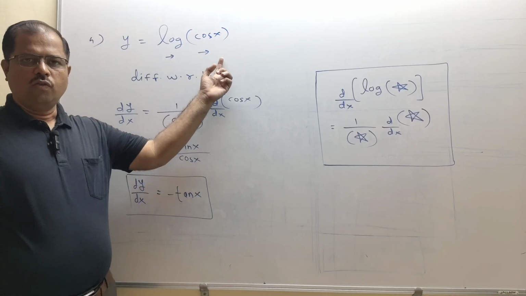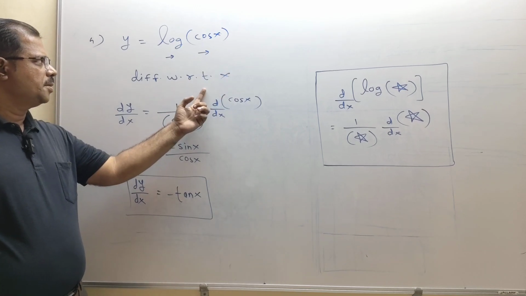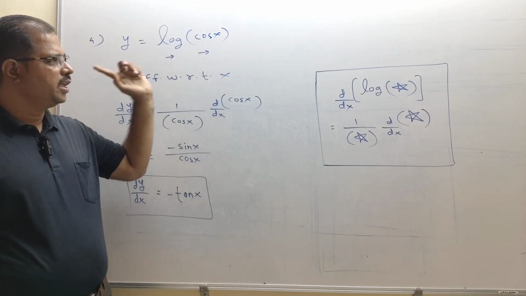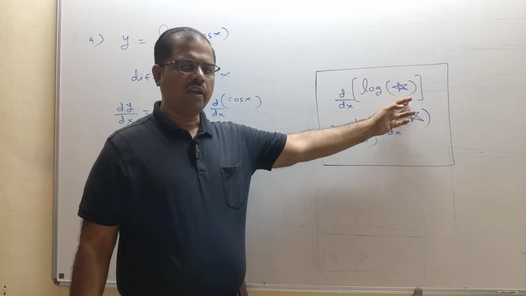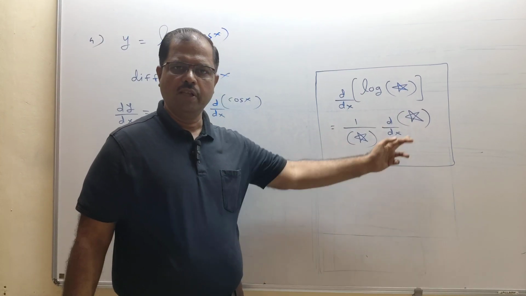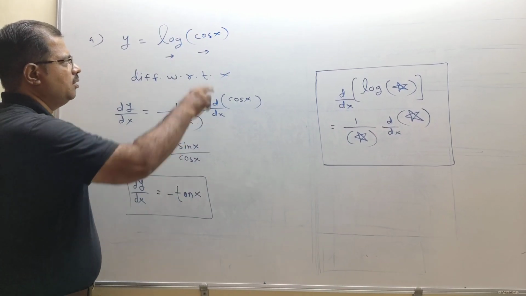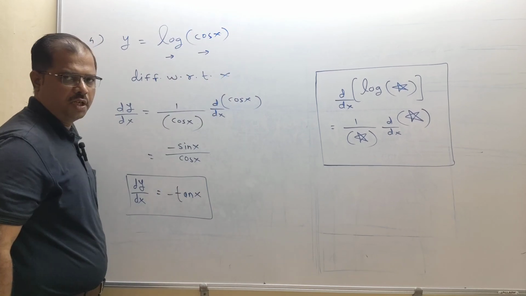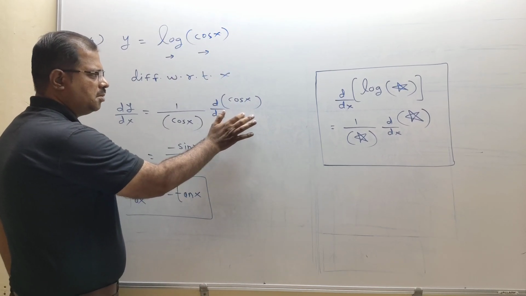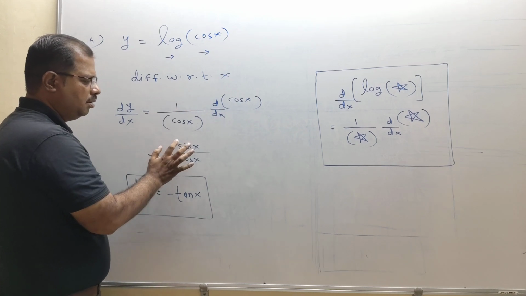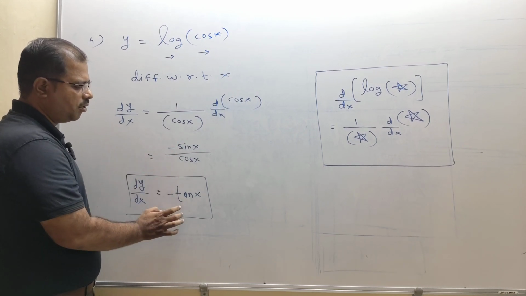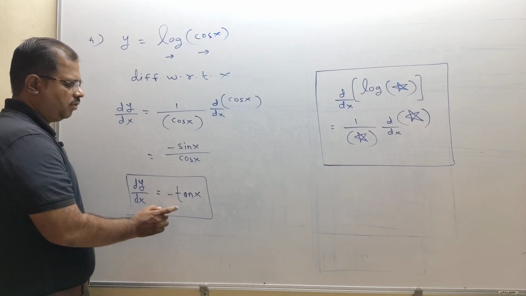y is equal to log of cos x. Differentiate with respect to x. Outer function log, inner function cos. First take the derivative of log. The derivative of log f(x) is 1 upon that f(x) into the derivative of f(x) in the numerator. The derivative of log cos x is 1 upon cos x into the derivative of cos x in the numerator. The derivative of cos x is minus sin x, into 1, so minus sin x upon cos x. Taking the minus sign outside, sin upon cos is equal to tan. Therefore, the answer is minus tan x.